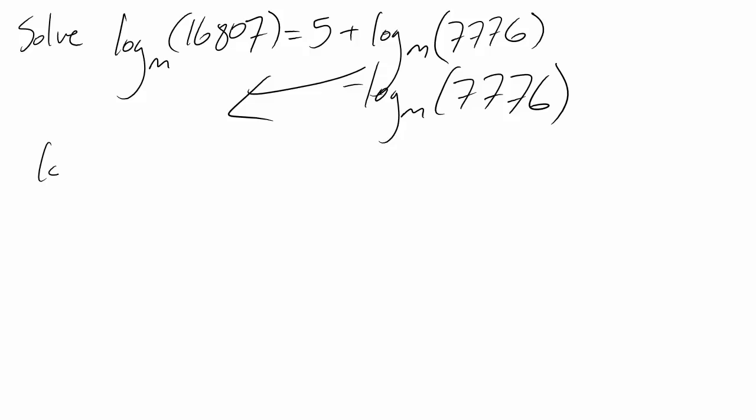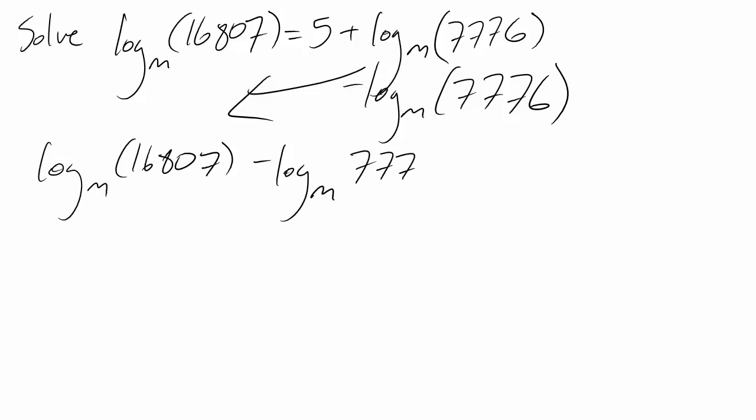So that leaves us with log base m of 16,807 minus log base m of 7,776, and that is going to be equal to 5. Now the benefit of having done that is that we have log base m's and only log base m's on the left-hand side, so we can combine those two logs together because we have two logs of the same base being subtracted from one another. So what we can do now is collapse this down into a single logarithm.